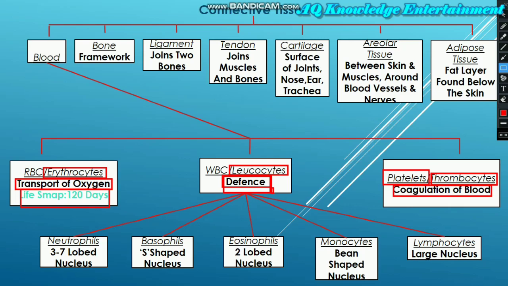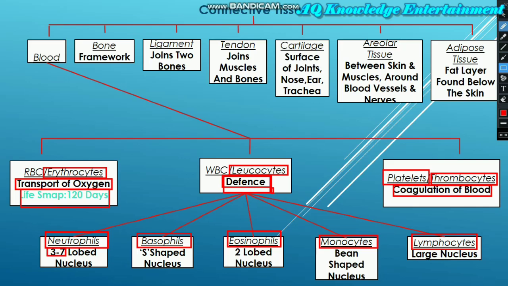Okay, now before moving on to the bone tissue, let me tell you all that white blood cells are again divided into 5 types based on their nucleus. Okay, so the first type is neutrophils, the second basophils, third eosinophils, fourth monocytes, and the fifth is lymphocytes. Now neutrophils have a 3 to 7 looped nucleus.